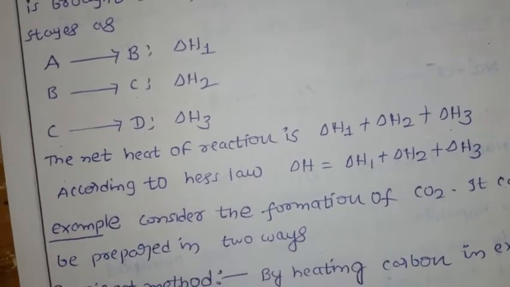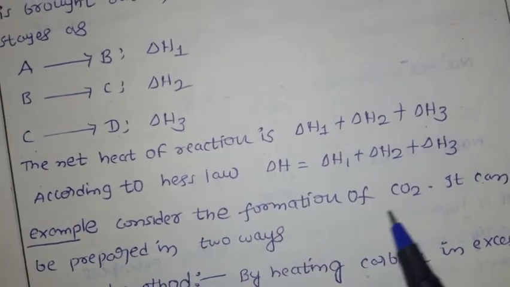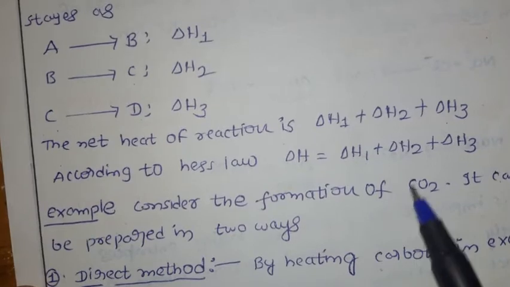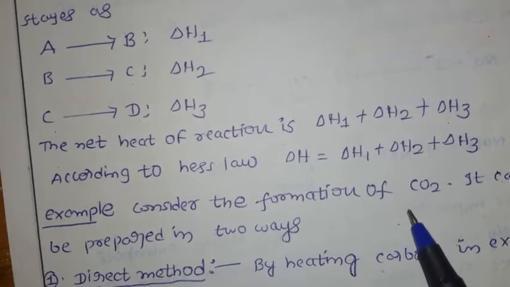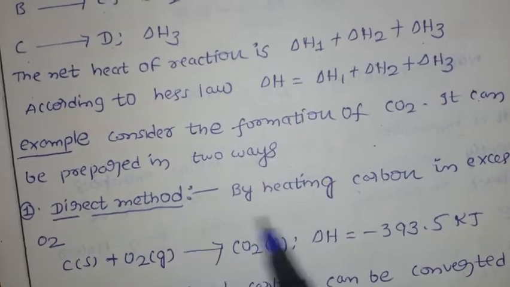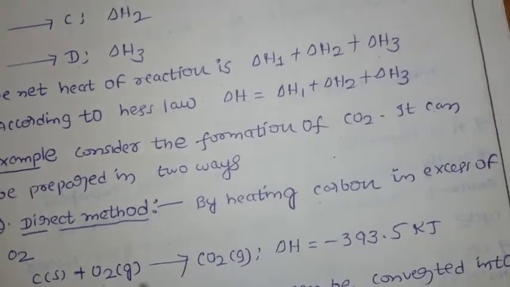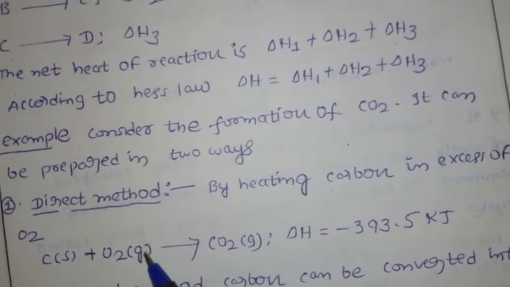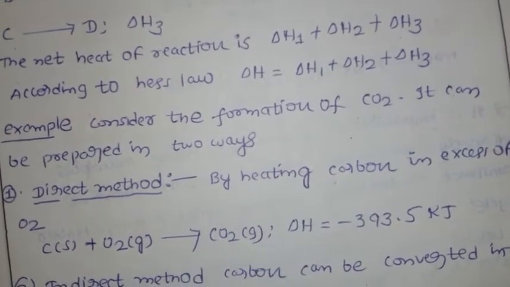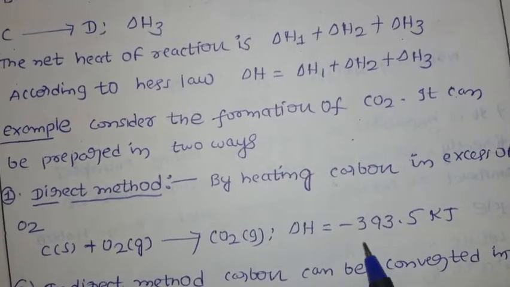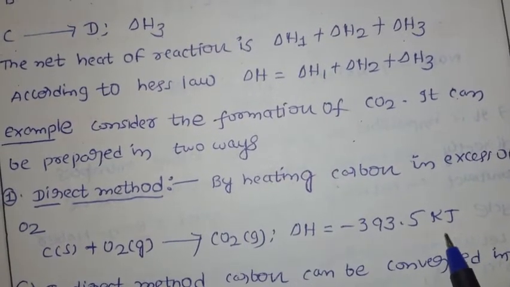Now let us see one example. Consider the formation of CO2. It can be prepared in two ways. Okay, now we are discussing CO2 formation. If you go for the direct method, it is by heating carbon in excess of oxygen. Carbon with excess oxygen directly gives carbon dioxide in a single step. Okay, this is the direct method. So how much delta H do you get? You get a value of minus 393.5 kilojoules.